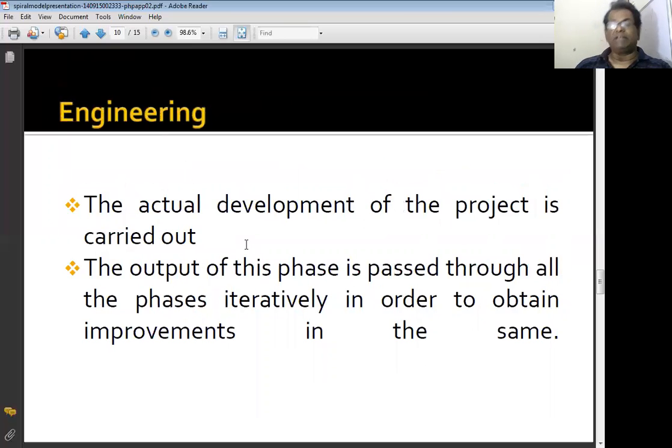Third, engineering. Engineering is basically the part where we work, which is analyzed and which is developed. The actual development of the project is carried out. The output of this phase is passed through the phases iteratively in order to obtain improvement in the same. We always go through this particular cycle of engineering, of making things.